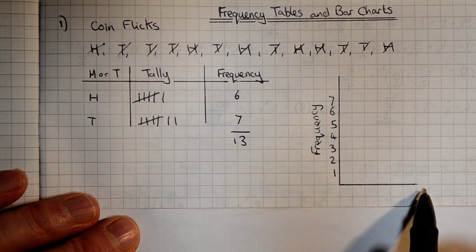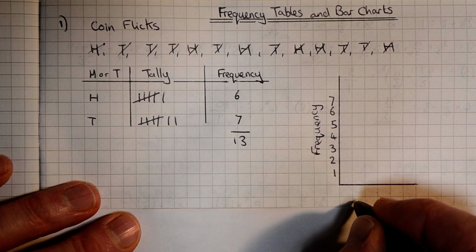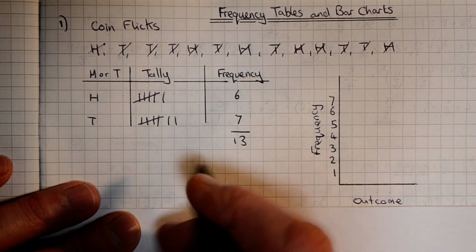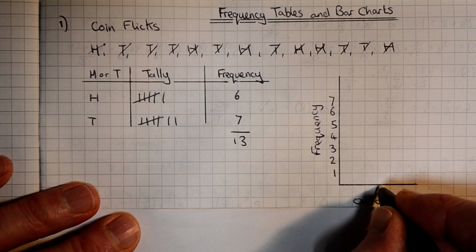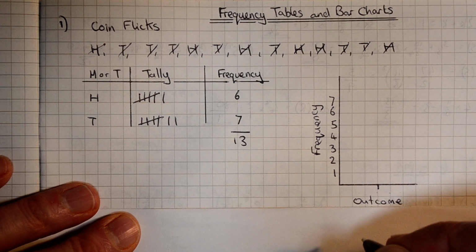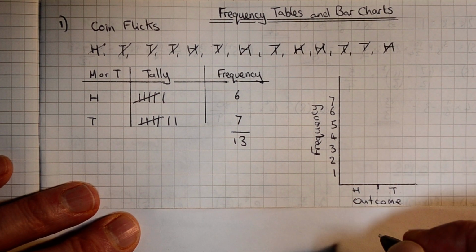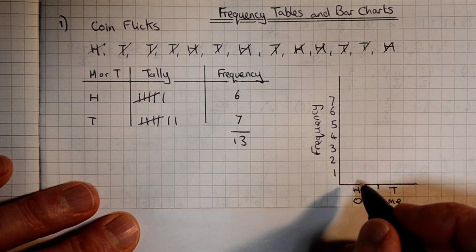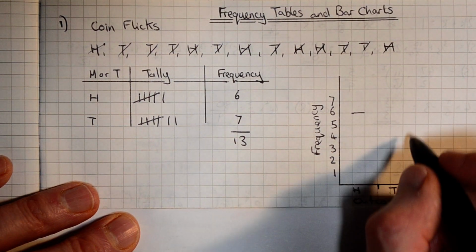On the horizontal axis, that's going to be the outcome of the flick of the coin. And there's only 2 different categories, and so the width of the axis I can divide into 2 and have one label as heads and tails, and we can now draw our bars to the correct height. So heads goes up to 6 and tails to 7.